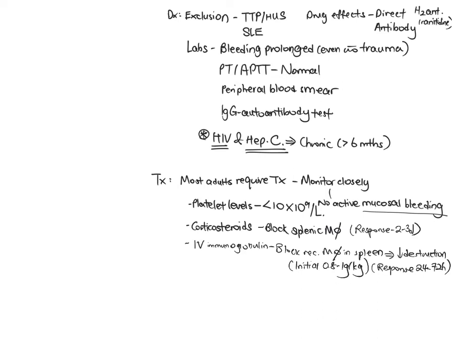If patients do not respond to corticosteroids or IVIG, the last line or last resort would be to perform a splenectomy. So basically, by removing the spleen, we are decreasing the destruction of the platelets in the spleen and allowing them to survive in the circulation for a longer period of time. So splenectomy is the last resort, and there's also a lot of complications associated with it.